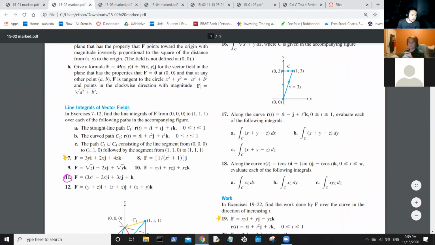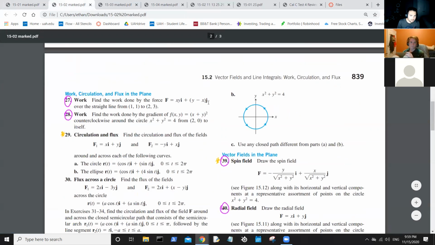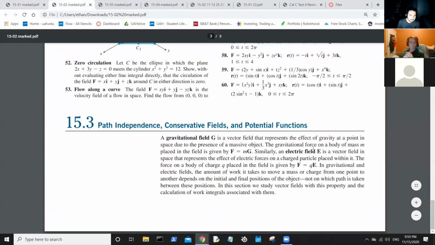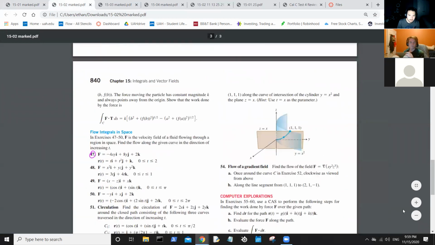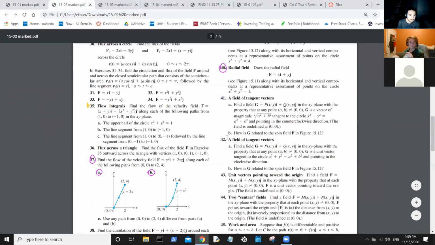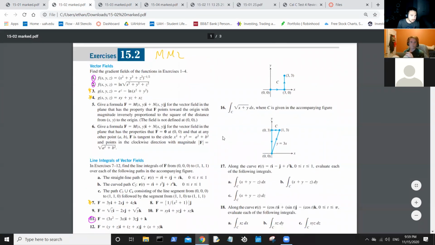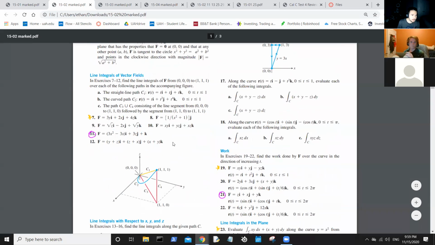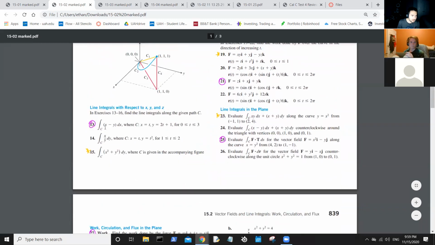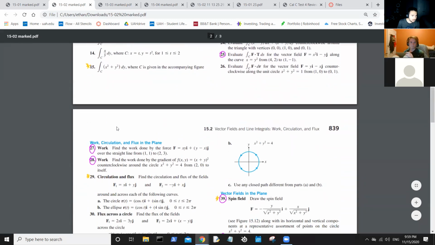Line integrals of vector fields. How many things are there to do in this one? There's a lot of problems he's circled. Let's go over these and see how many of these are similar problems so we can pick one. Obviously, we already did this version, gradient field. So now we start with line integrals of vector fields. This is another line integral problem. This is the circulation and flux in the plane. So we'll probably want to work one of these.